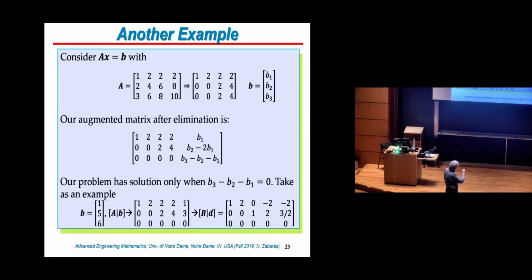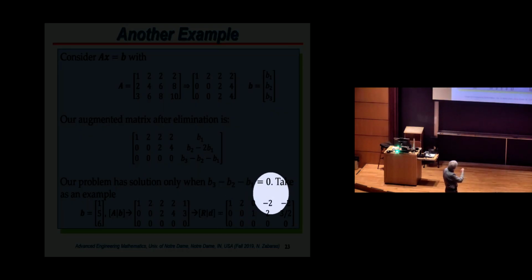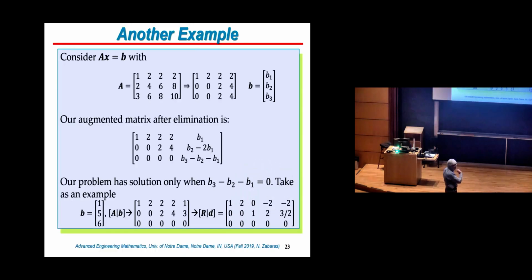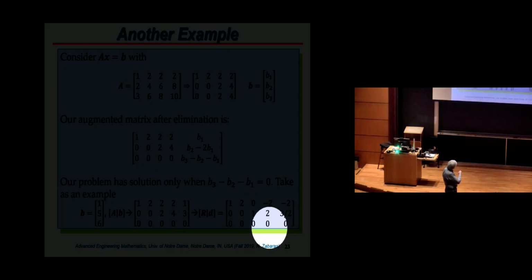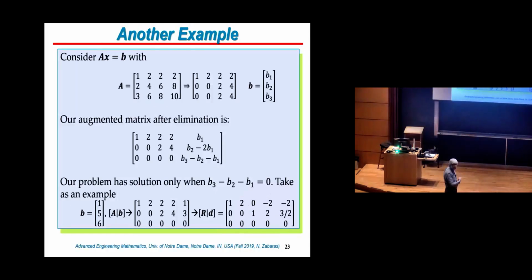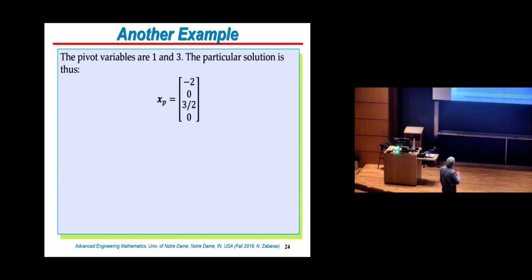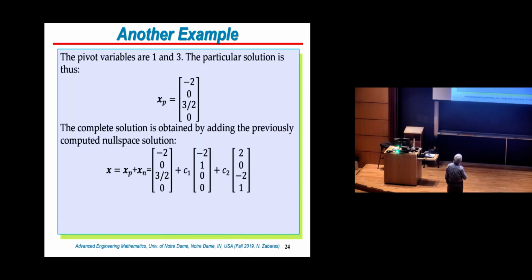How much will be the first element? Will be +2. And how much will be the third element? -2. That's it. All right, so that's the solution to this problem.